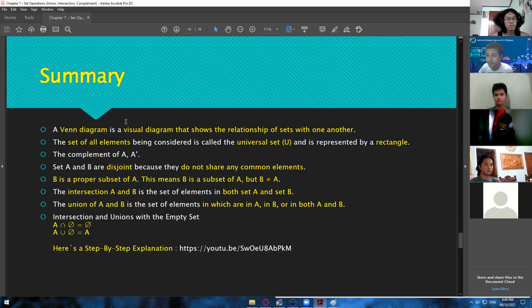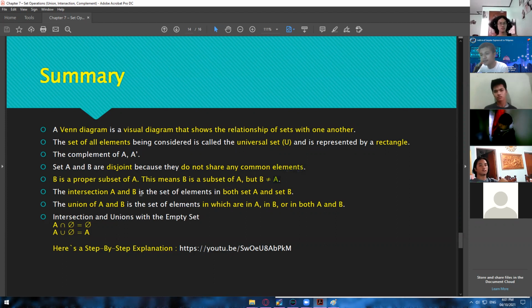Okay, so a Venn diagram is a visual diagram that shows the relationship of sets with one another. The set of all elements being considered is called the universal set, represented by a big letter U, and it's represented by a rectangle. The complement of A is, of course, A complement. Sets A and B are disjoint because they do not share any common elements. And B is a proper subset of A. This means that B is a subset of A, but B is not equal to A. So A has more elements than B, and the elements of B can be found in set A itself.